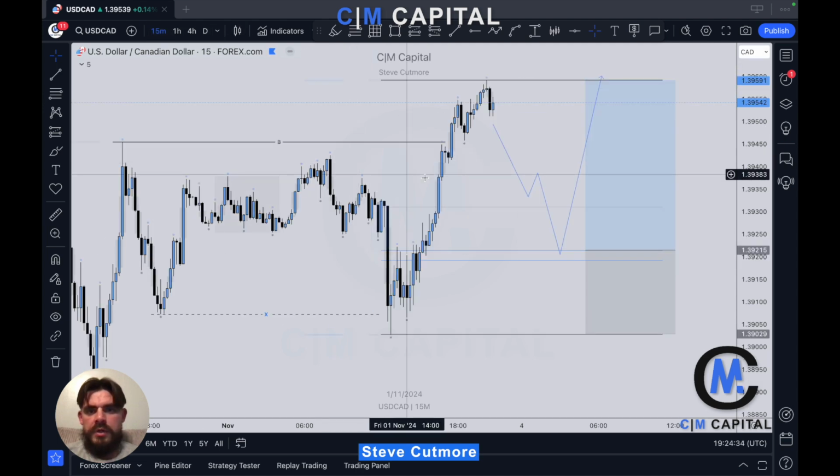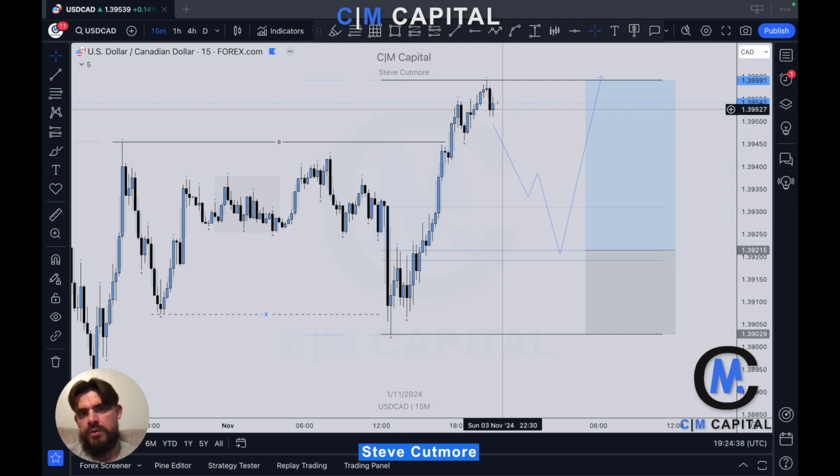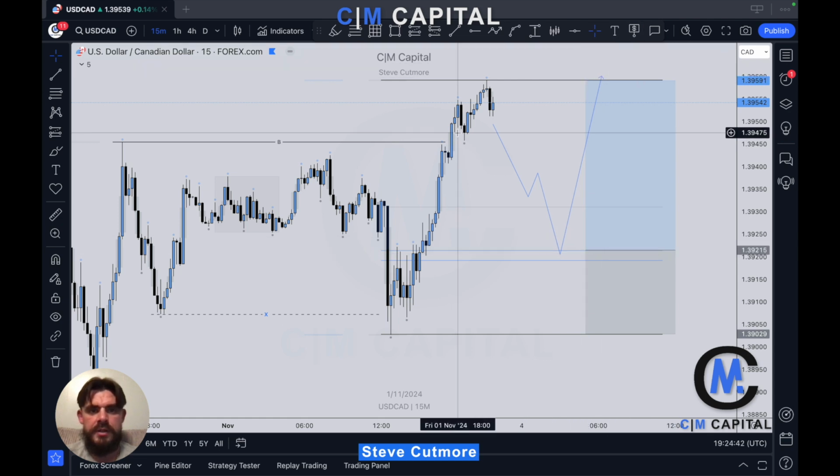15 minute looks a bit cleaner, filling some of this inefficiency, imbalance, fair value gaps, whatever you want to call it. Limit order set here, target the highs. Pretty clean and simple there, just a continuation trade.